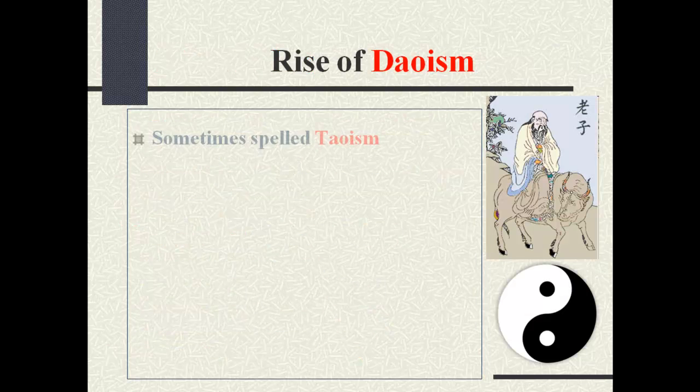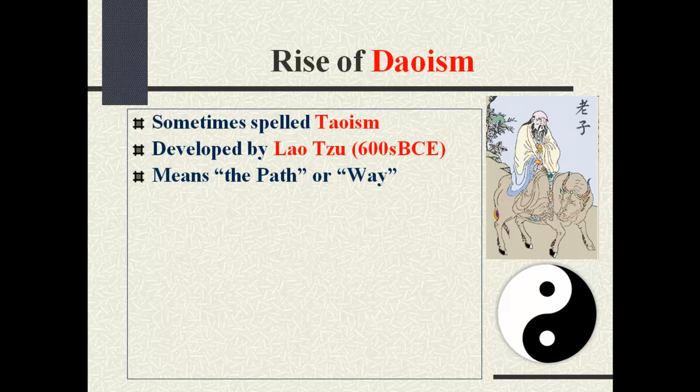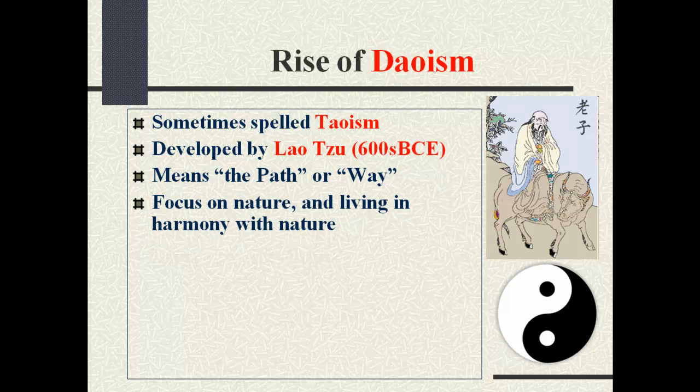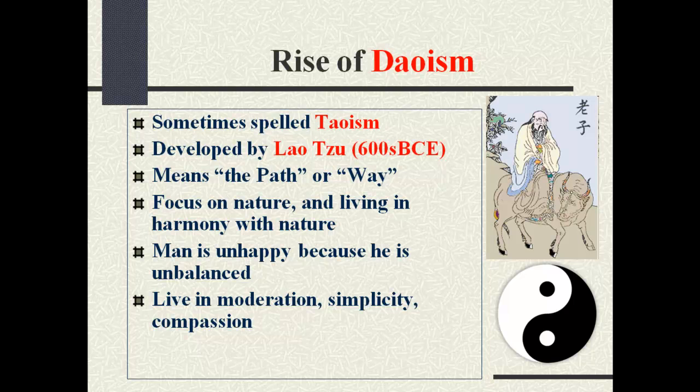Okay, now we have the rise of Taoism, sometimes spelled with a T, but it's pronounced Taoism, developed by Lao Tzu, 600 BCE. It means the path or the way. The focus is on nature and living in harmony with nature. Man is unhappy because he is unbalanced. So, the goal for man is to live in moderation and simplicity and have compassion. And they have belief in spirits and many gods as well.